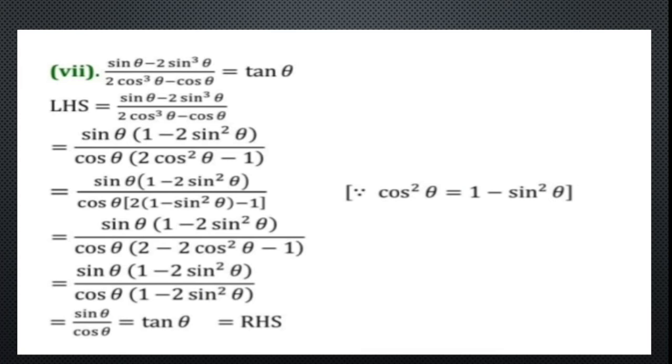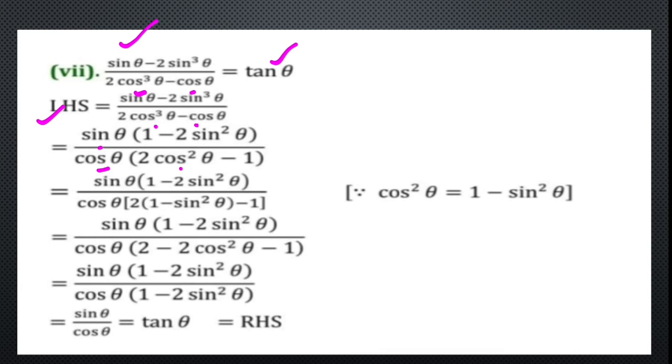Now question number 7, we have to prove this one is equal to this tan theta. So start with the LHS part. As you can see, in the numerator you can take sin theta as common, so I am taking sin theta as common, and from the denominator you can take cos theta as common.